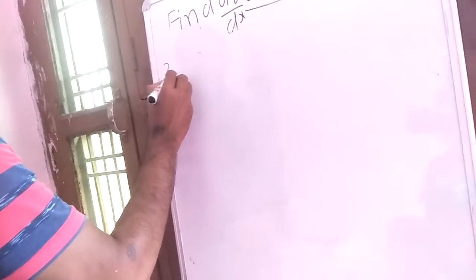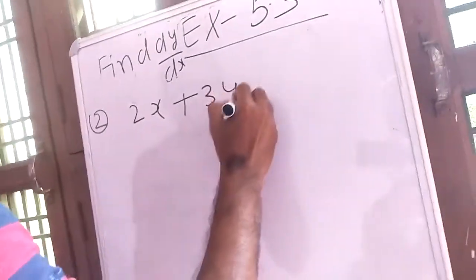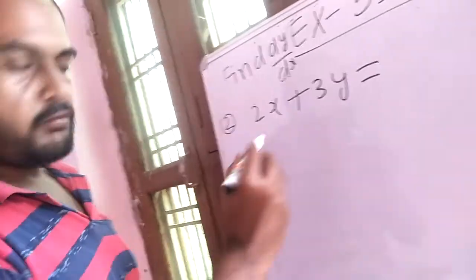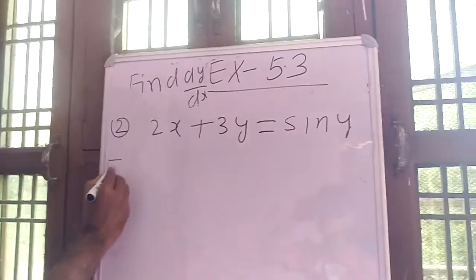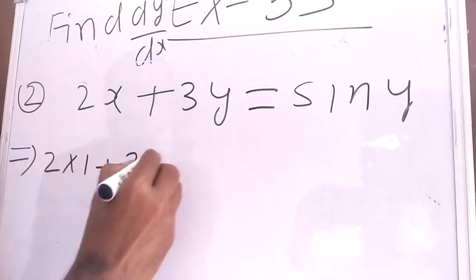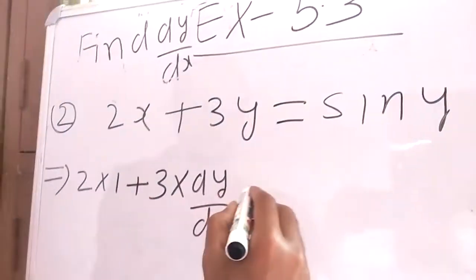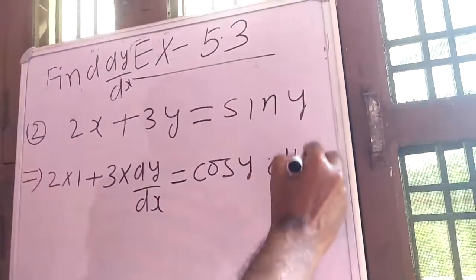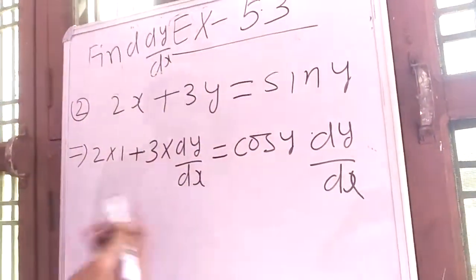And in the second question, we have 2x + 3y = sin y. Same question, we have to find dy/dx, differentiating both sides with respect to x. So 2 into 1 plus 3 into dy/dx equals sin y, this is cos y into dy/dx. This is dy/dx, we have to take common.